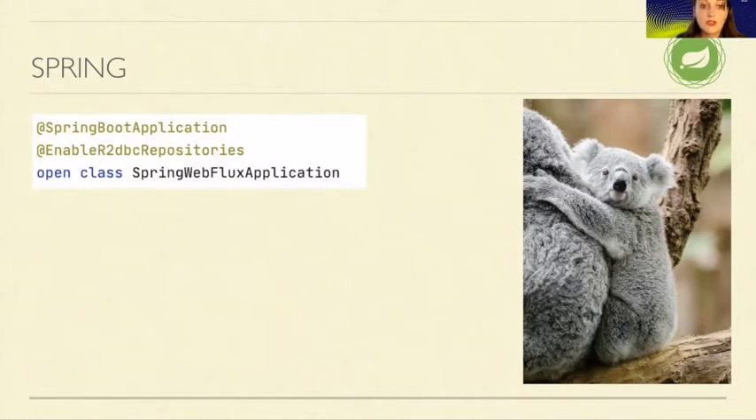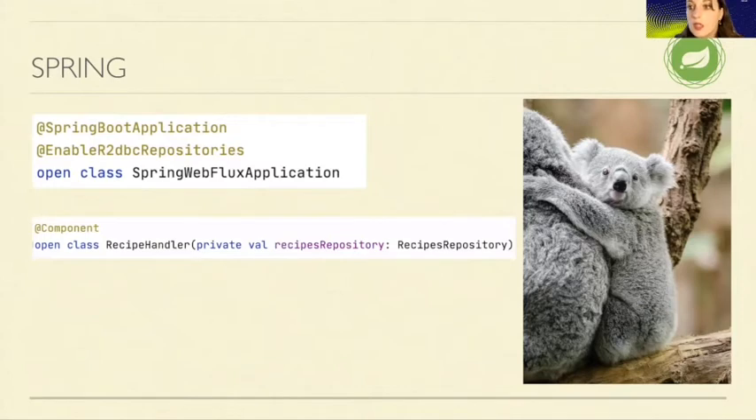So let's have a look at a piece of Spring code. Spring will do a lot of stuff using annotations, and those annotations will, during startup time of your application, tell Spring what to do, what to instantiate, what to start up. This is an example where I tell Spring that it is a Spring Boot application, and that I'm enabling in this example some reactive repositories.